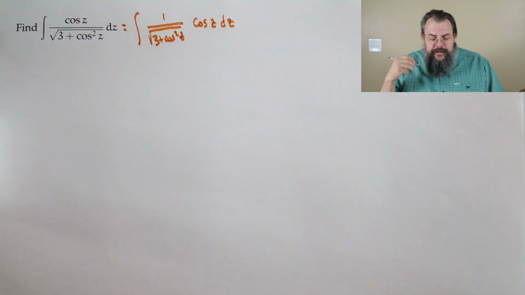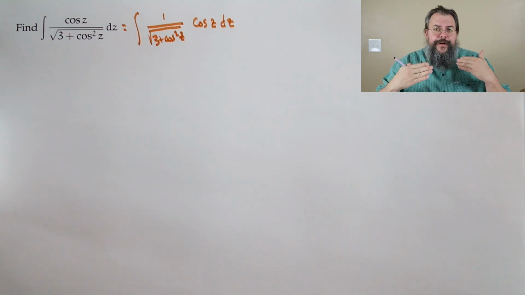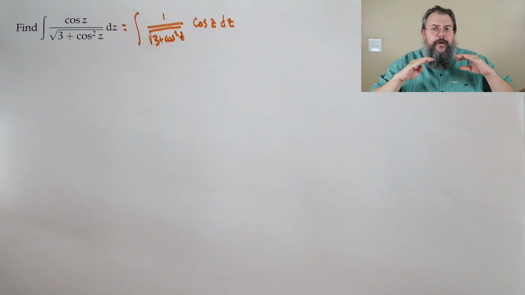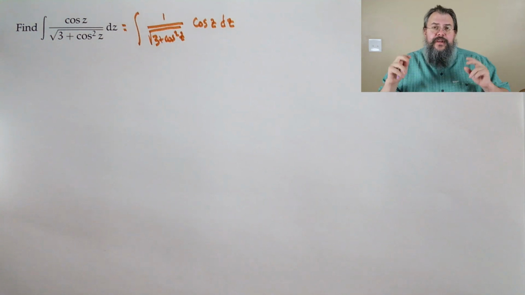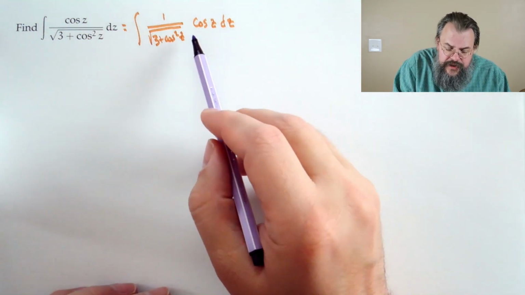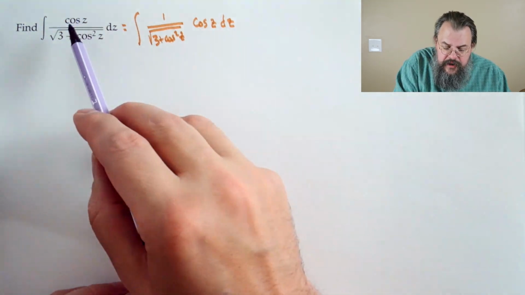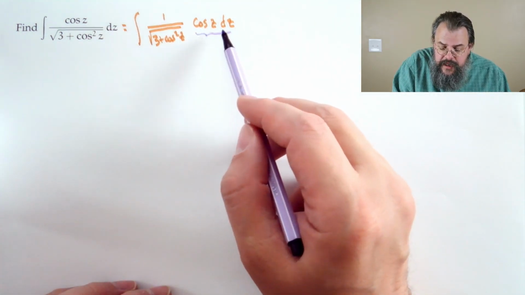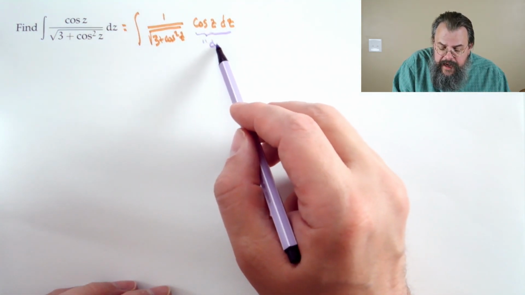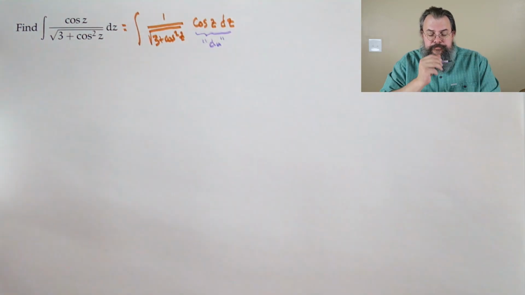Now you might say, why would we mentally do that? Well, what I like to look for is substitutions. When you're looking for substitutions, you're looking for something that should become a du. And so in particular, you look for things that are common derivatives. You say, cosine z is the derivative of something, and it's just sitting right there. So this might possibly act as a good choice for du.